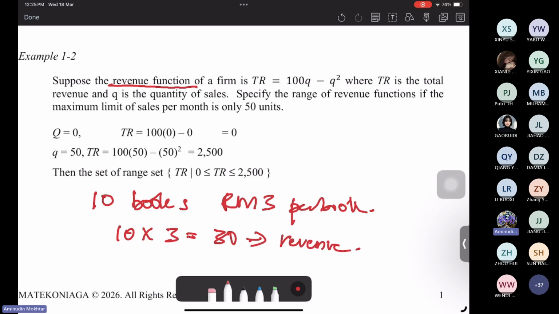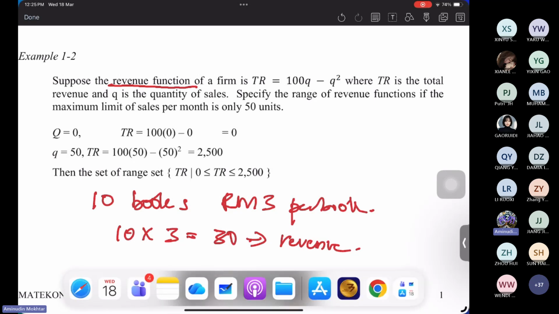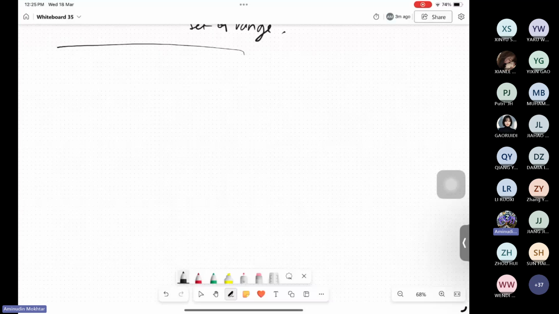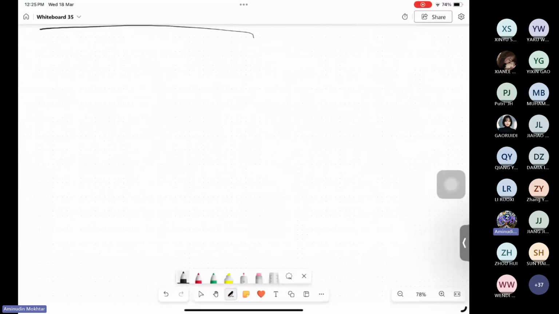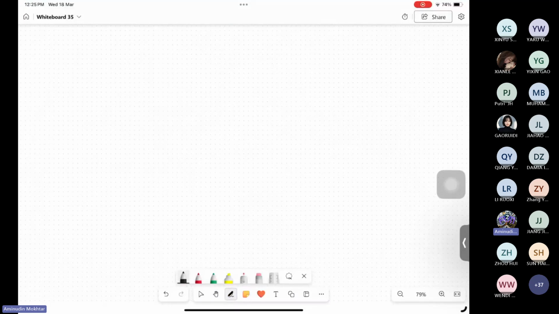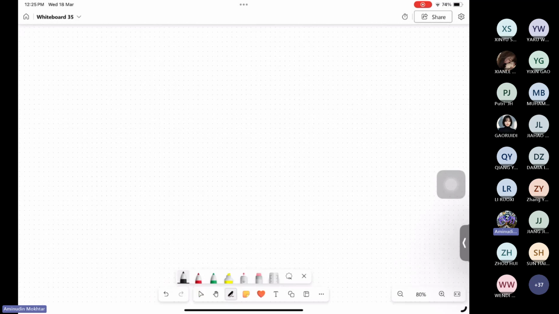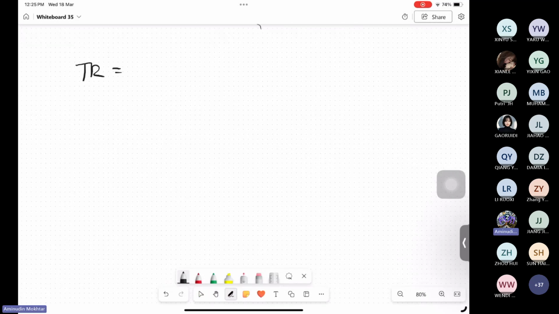Okay, thank you. Let's say I have this equation, for example. Please refer to page 1. I have this function, the total revenue TR equal to 100Q minus Q squared. We have two Q terms here, Q and Q squared.